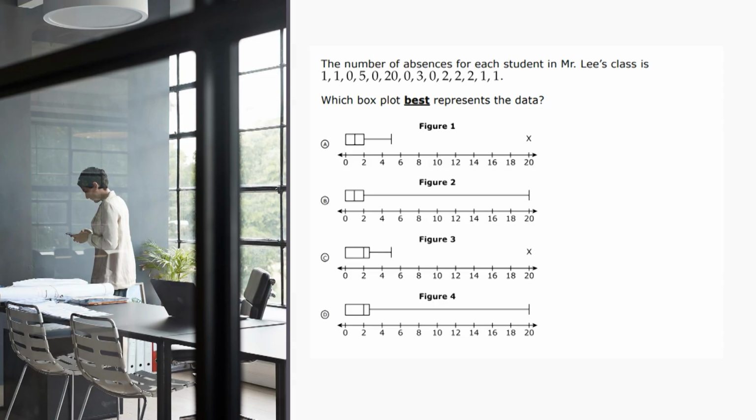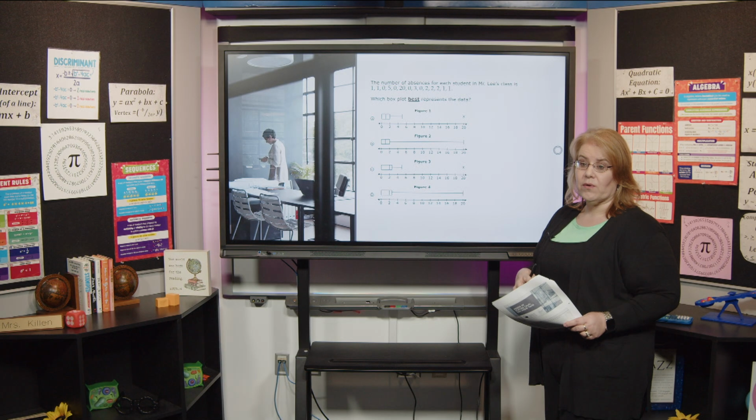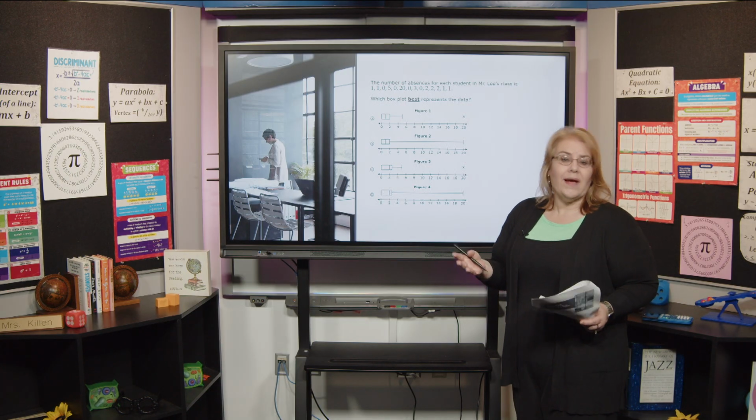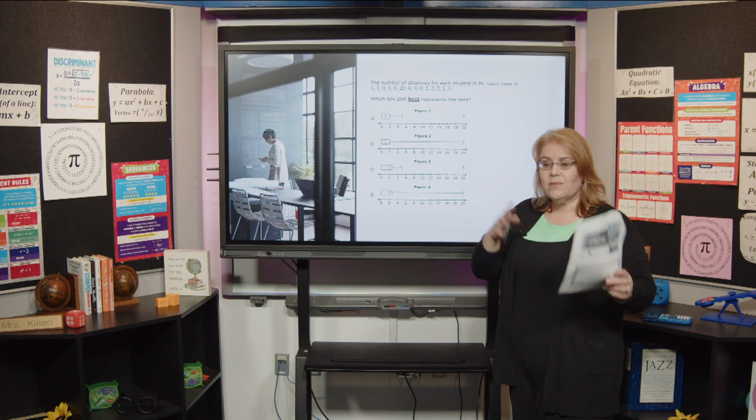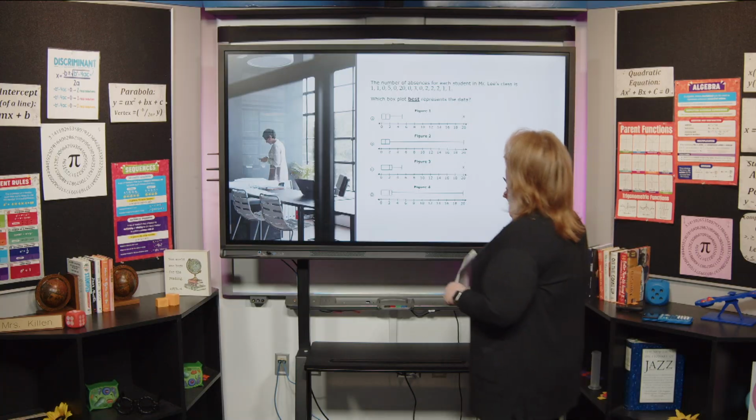Number of absences. The number of absences for each student in Mr. Lee's class is listed, and they are followed. Which box plot best represents the data? Well, first thing I'm going to do is put them in numerical order, because if I don't put them in numerical order, I don't know what really is between one and the other. So let's go ahead and do that.